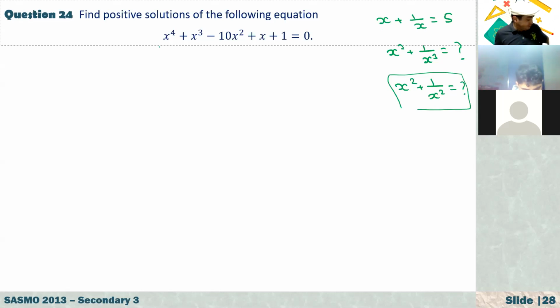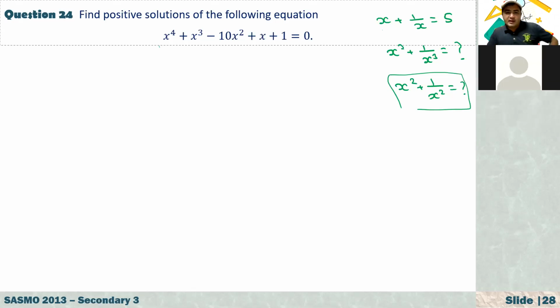Anyway, let's see. Daphne, at least tell us an idea. What do you think? How can we solve this question? It's not that easy, but I'm just giving a hint. How can I get this kind of form from this equation?